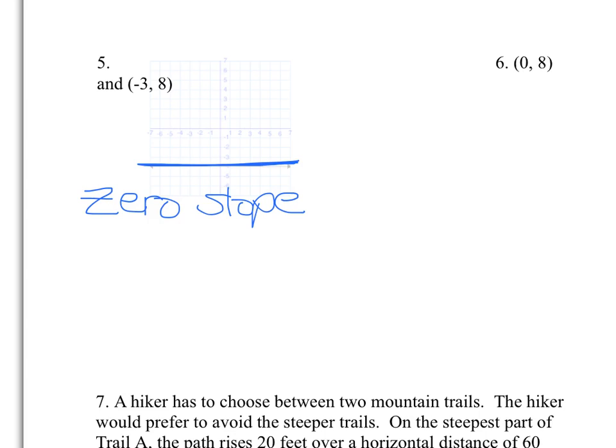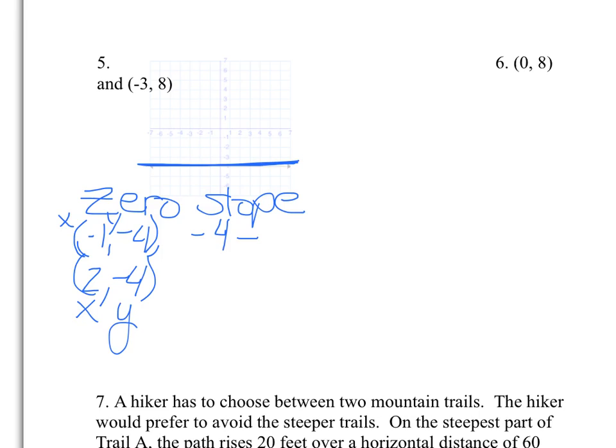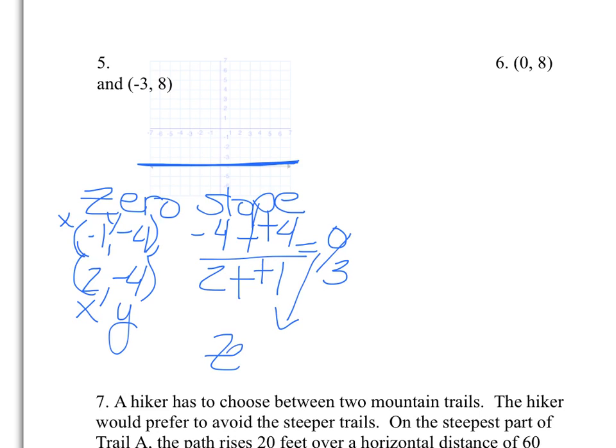I am going to choose -1, -4, and I will choose 2, -4. So x, y, x, y: -4 minus -4 over 2 minus -1, plus positive. That's going to give me 0 over 3. Anything with 0 in the top of the fraction is 0 slope. So whether you did it mathematically or you were able to see it right from the graph, either way you're going to get 0 slope.